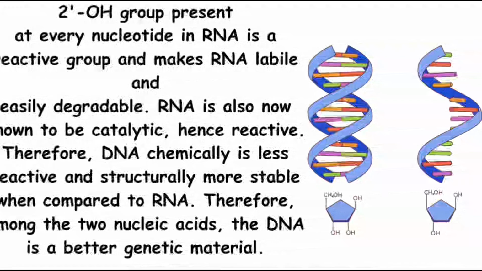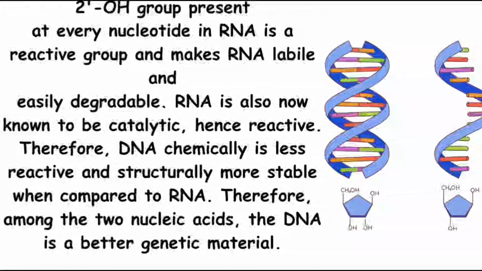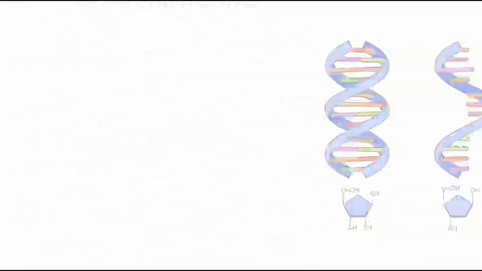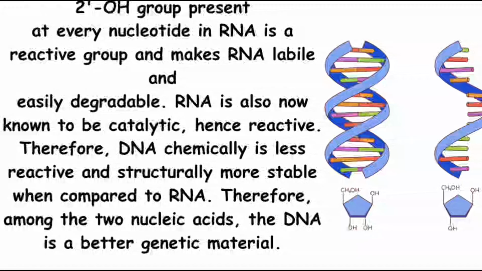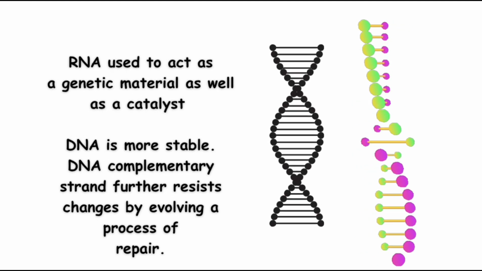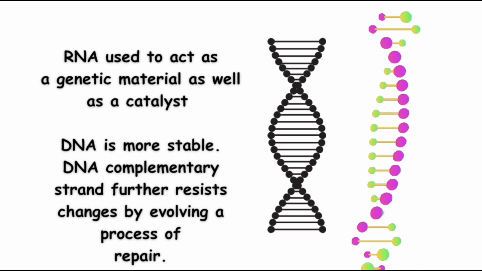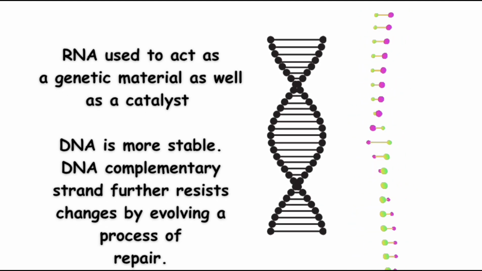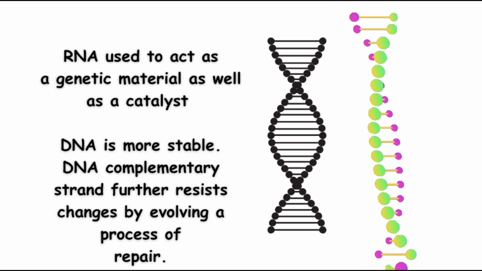Further, the 2'-OH group present at every nucleotide in RNA is a reactive group and makes RNA labile and easily degradable. RNA is also known to be catalytic, hence reactive. Therefore, DNA is chemically less reactive and structurally more stable when compared to RNA. Among the two nucleic acids, DNA is the better genetic material. In fact, the presence of thymine in place of uracil also confers additional stability to DNA.